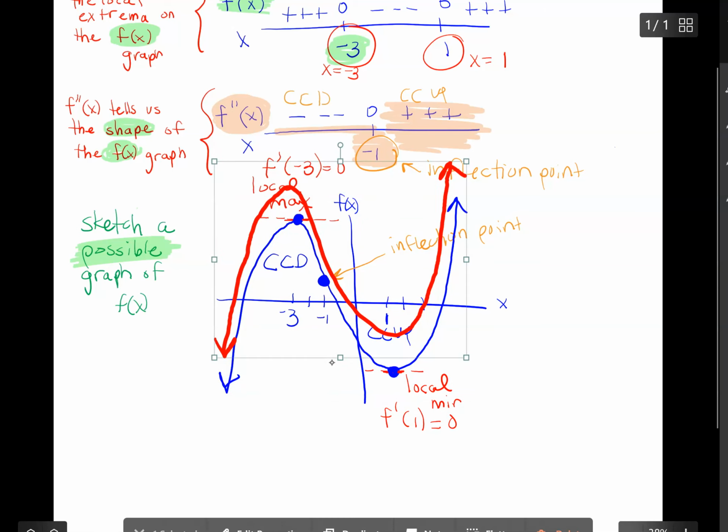Okay, and with that said, if you sketch something and you're not sure if it's right, just shoot me a picture and I can give you either a thumbs up or point out things that need to be corrected.